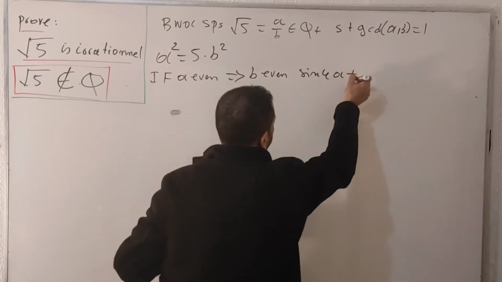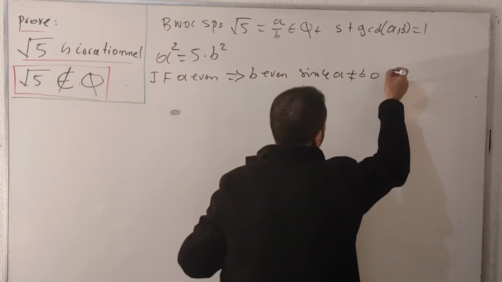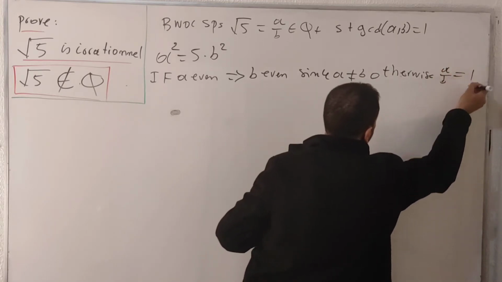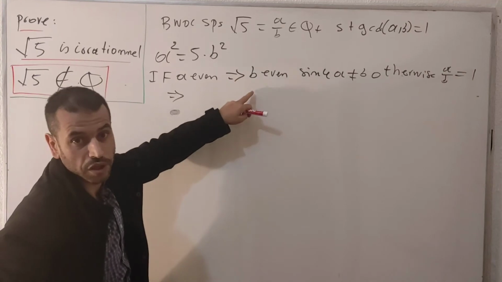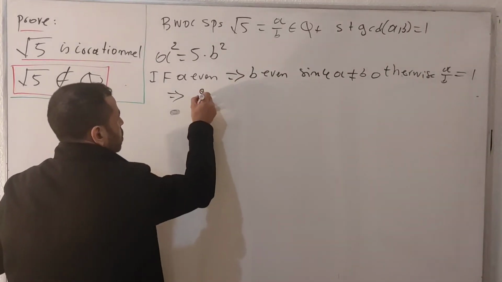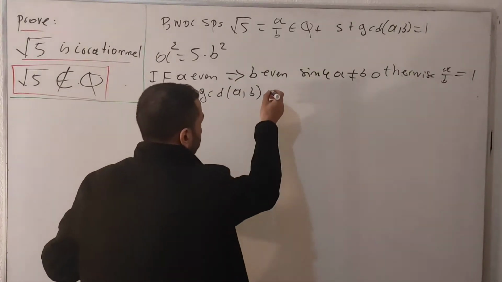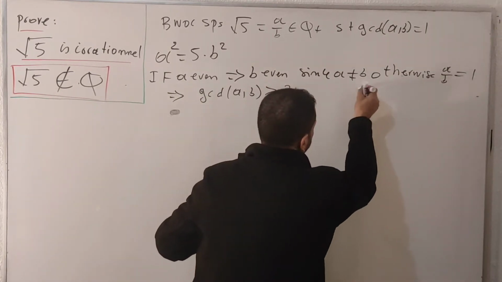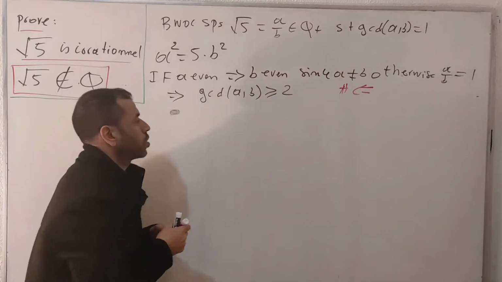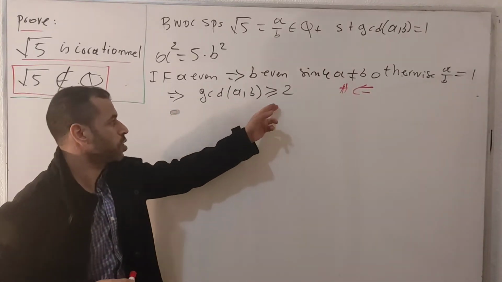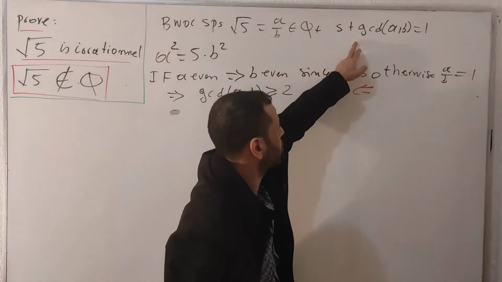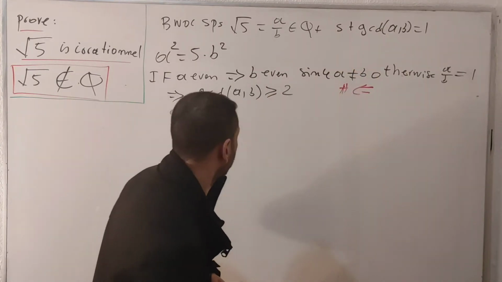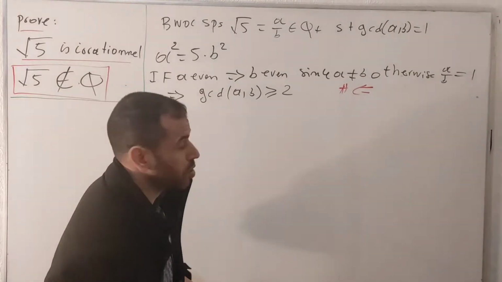Since a is different from b, otherwise we would have a over b equals 1. Since both numbers are even, the GCD of these numbers must be greater than or equal to 2, which is a contradiction. We cannot have the GCD be at least 2 because by assumption we already have the GCD equal to 1, which is a contradiction. That means this case is impossible. Let's move on to the next case.